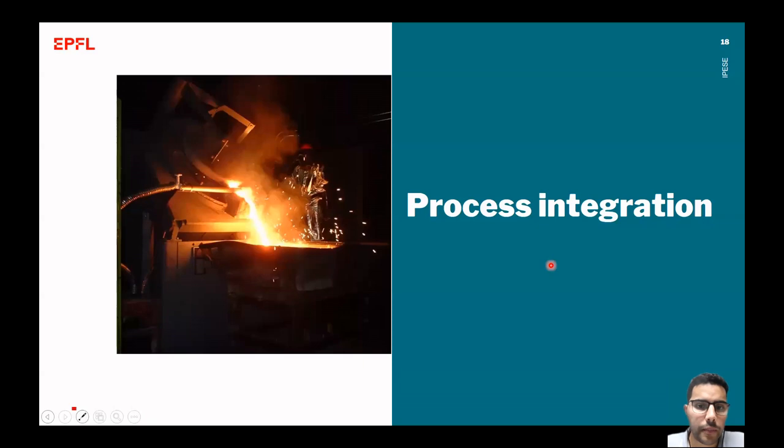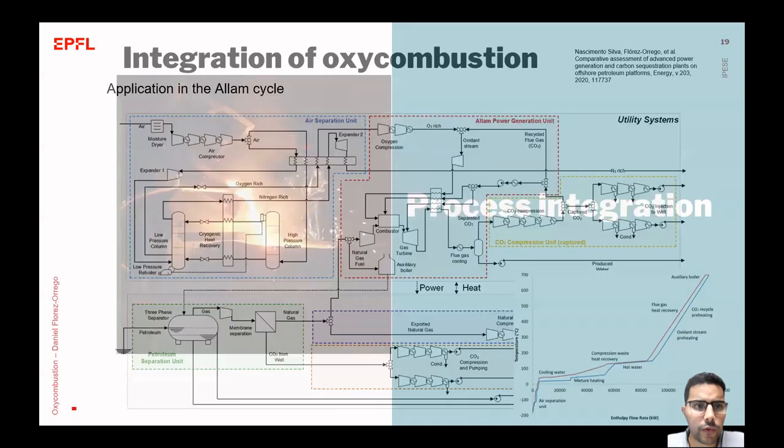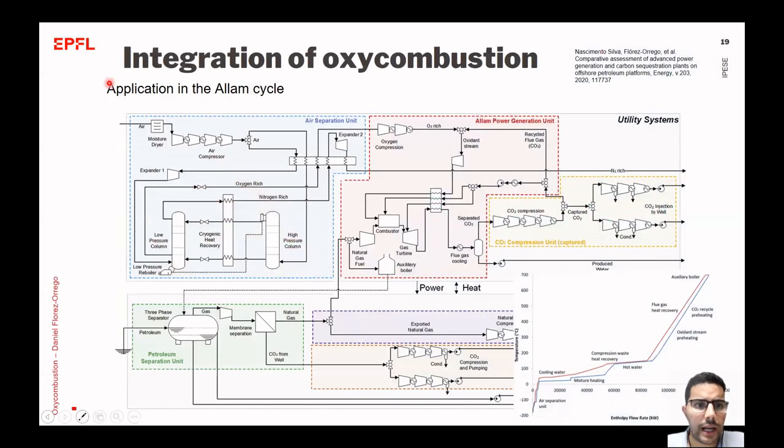Let's talk about the process integration of the oxycombustion furnaces in the industry. One of those applications is the Allam cycle, in which a certain amount of oxygen is produced in an air separation unit so that the oxygen can be mixed together with the fuel, in this case natural gas, in the combustion chamber, along with the recirculated flue gases.